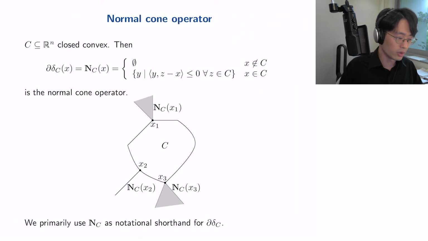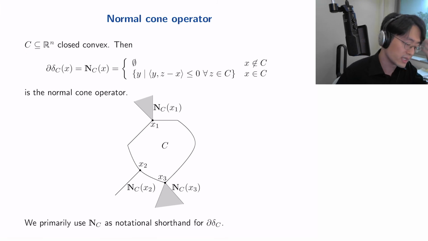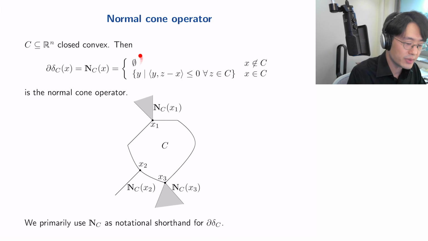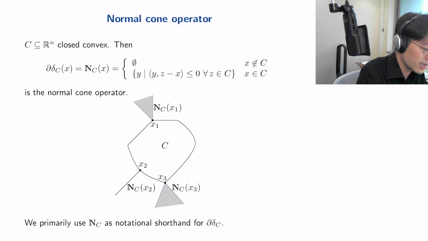Next, let's define the normal cone operator. Let C be a closed convex set. Then the normal cone operator of C, denoted NC at x, is an empty set if x is not within the set C, and it is this set if x is within the set C. And this turns out to be the subdifferential of the indicator function. So to clarify, this is the subdifferential of the indicator function.